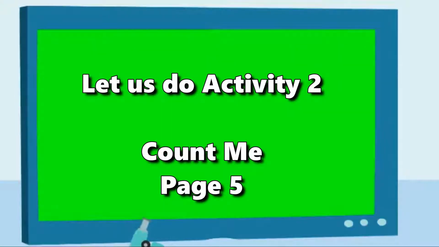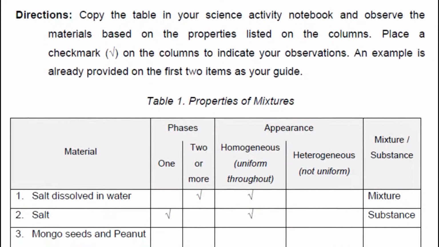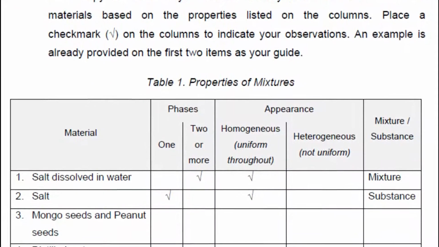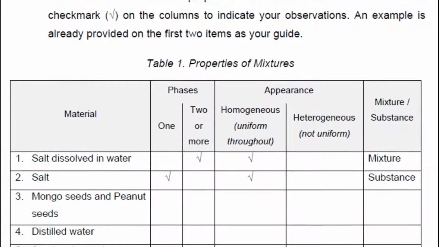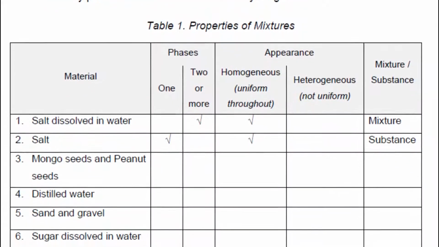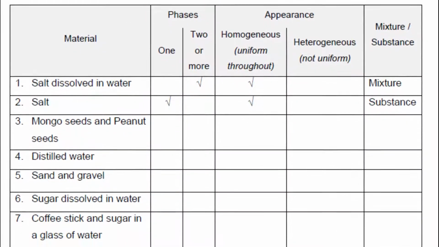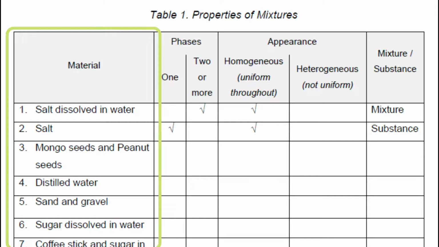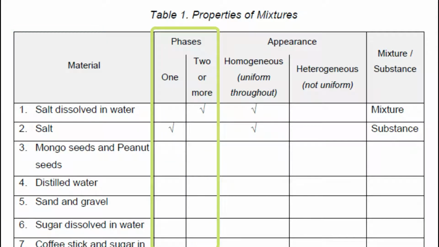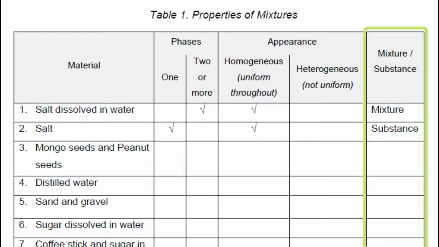Let's try and do activity number 2. Have a copy of the table found in page 5 of your module. Place a check on the columns to indicate your observations. An example is already provided on the first 2 items as your guide. So table 1 are the properties of mixtures. We have in the first column the materials, second and third column the phases. Next is the appearance and the classification, whether it's a substance or a mixture.